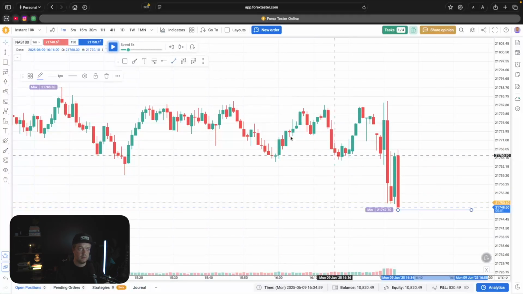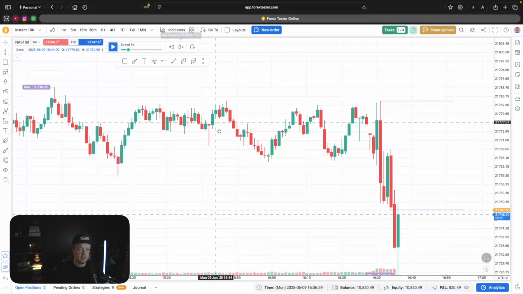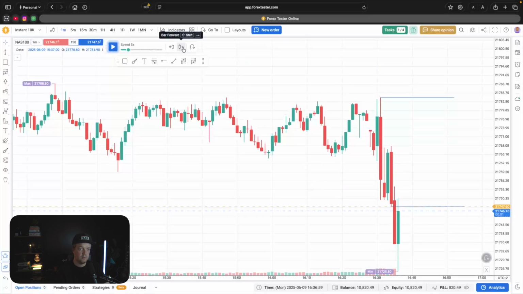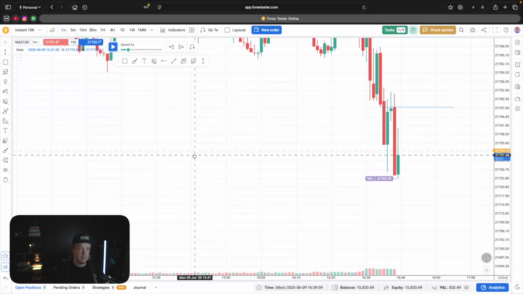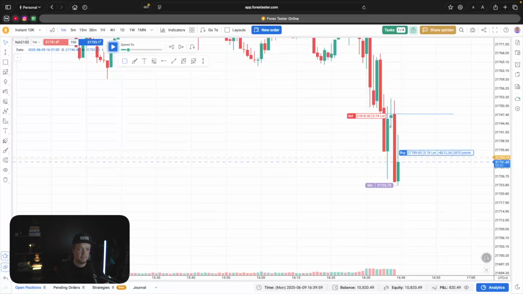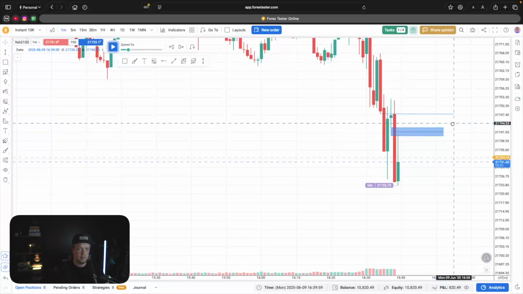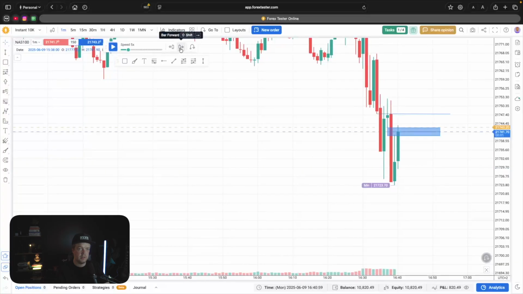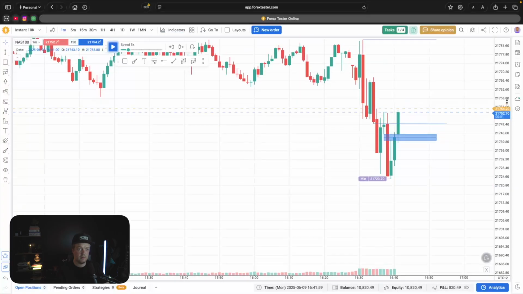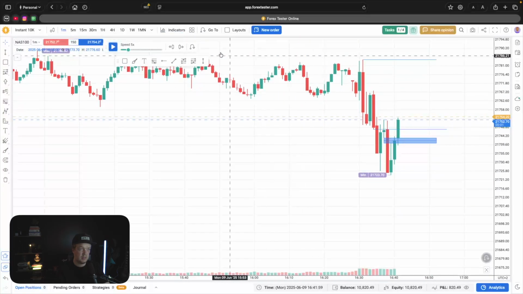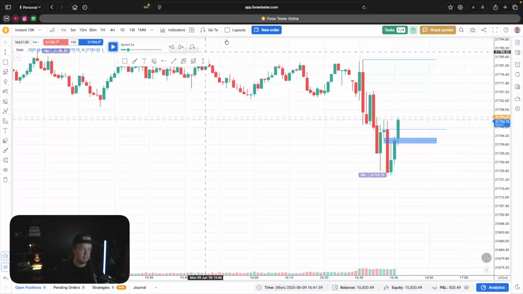This is the low. This is the high. And let's see what price does. We broke out. There's no fair value gap. There's our first fair value gap. There we go. So now we just wait for a break. There we go. Let's see if we get tagged in.